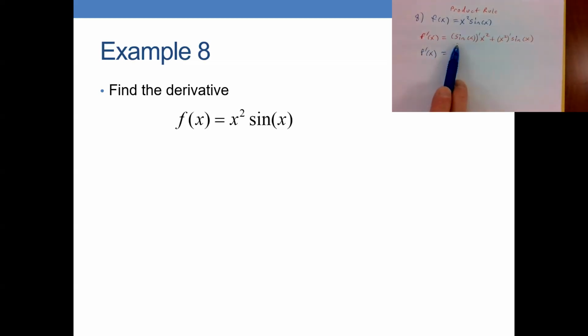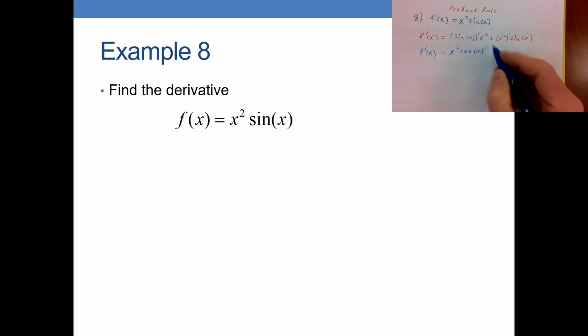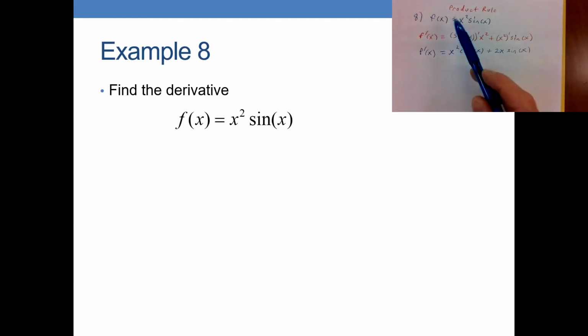Then when we do that, we take each derivative. So we'll take the derivative of sine x, which recall is cosine x. I'm going to put it second, put the x squared first, and then the derivative of x squared is 2x. So using the product rule, the final derivative will be x squared cosine x plus 2x sine x.